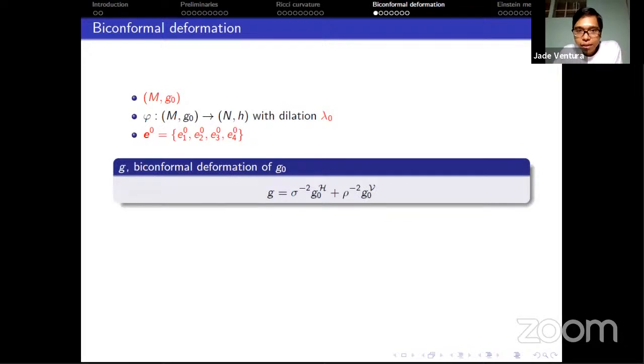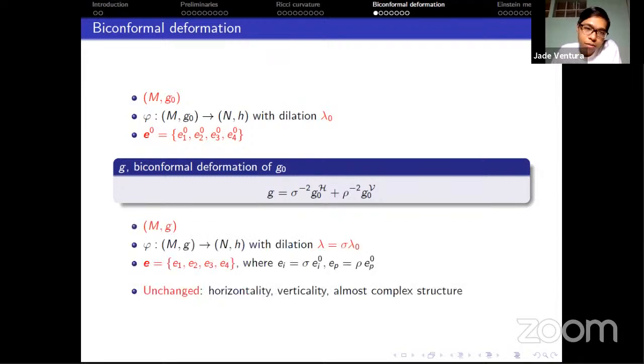We simply get the horizontal part of G naught, deform it. We also get the vertical part of G naught, deform it, and then those two deformations we add to get a new metric G. That's why we have a biconformal deformation. These functions, sigma and rho, are called the deformation parameters. So this is now our new playground, M comma G, the new biconformally deformed manifold.